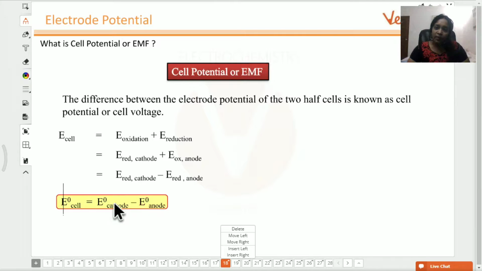We know that there is the reduction potential of the cathode and the reduction potential of the anode, right? When we subtract them, we get the E naught of the cell. What is E naught of the cell? Cell potential or EMF. Absolutely clear, right?